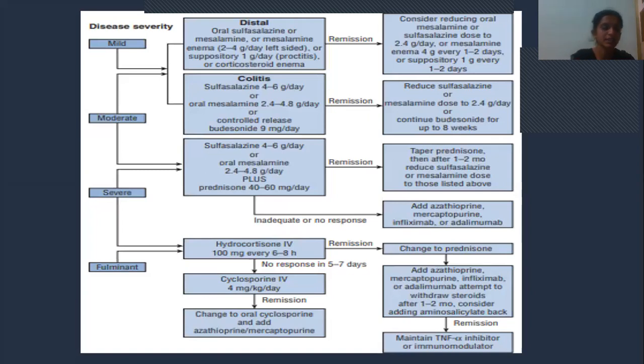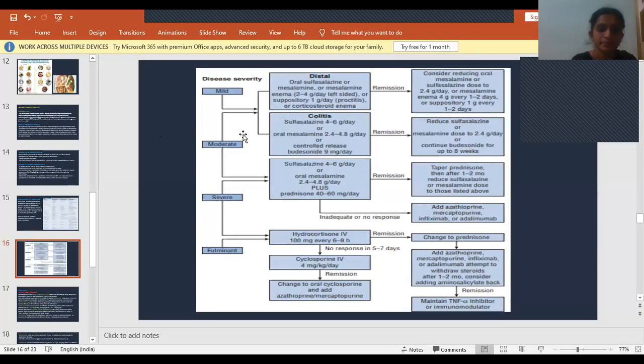So if you see this chart, you can see this. If there is a mild disease, mild to moderate, then we'll go for oral aminosalicylates. If it is like colitis, then we'll go for either oral mesalamine or sulfasalazine or budesonide. Budesonide is a steroid. Either of these three can be used.